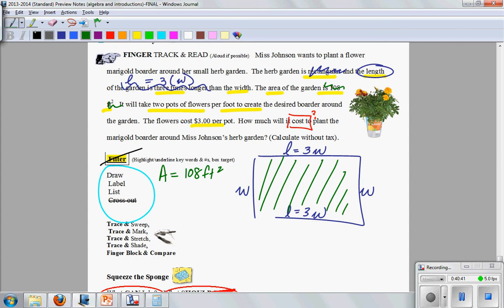Cross it out. We're making a border, so we know for our marigold border, for every 1 foot, we want 2 pots of flowers. So I'm going to put a little notation here. For every 1 foot around the garden, I want 2 pots of flowers. That's my attempt of making flowers there. Cross that out. And the flowers cost $3 each. How much will it cost?